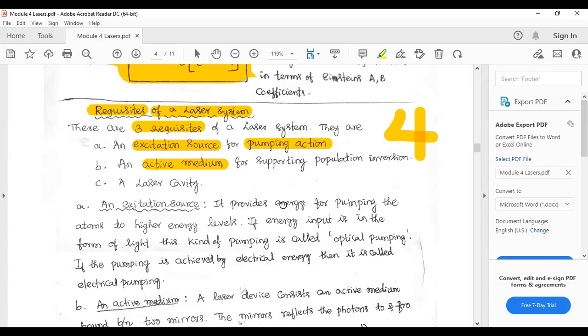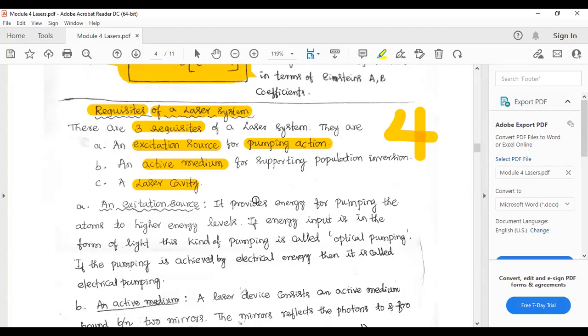And the next one is the laser cavity. Laser cavity means the space, the envelope in which you are going to fill this active medium. For example, in the carbon dioxide laser, carbon dioxide will be the active medium, and you have to fill this carbon dioxide into the laser cavity. The laser cavity is the envelope, or the vessel, into which you are filling the material. For example, semiconductor material, gallium arsenide, you have to fill it in the laser cavity. These are the three important requisites for a laser system. You have to make the arrangement of all these three things.